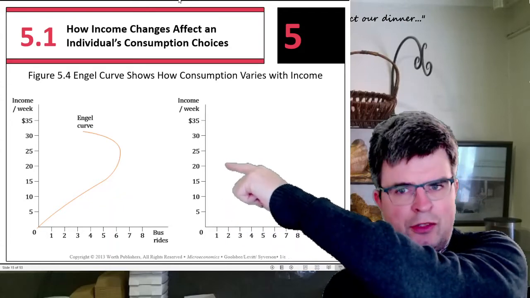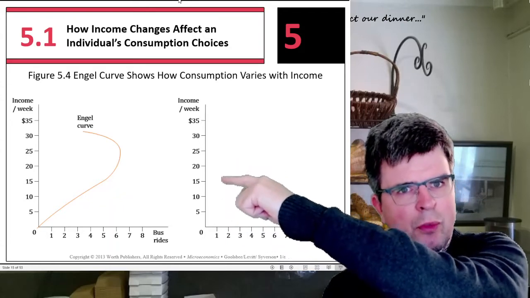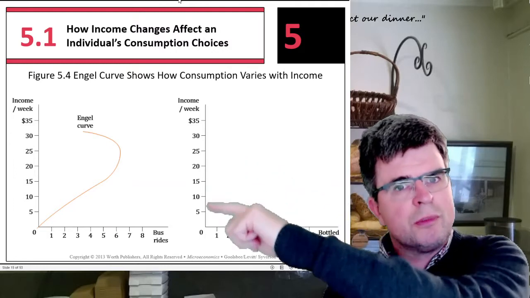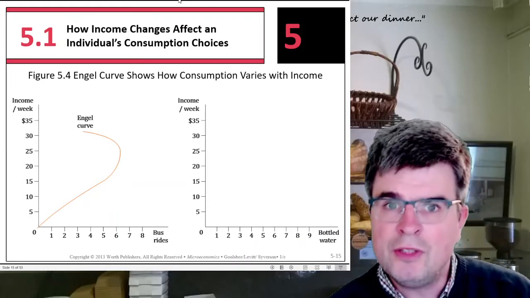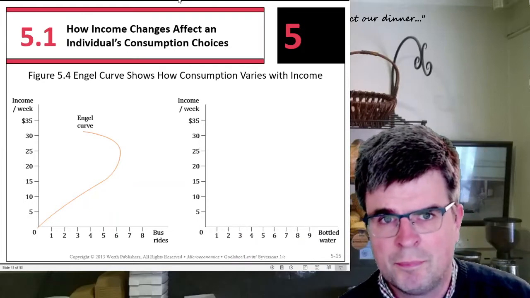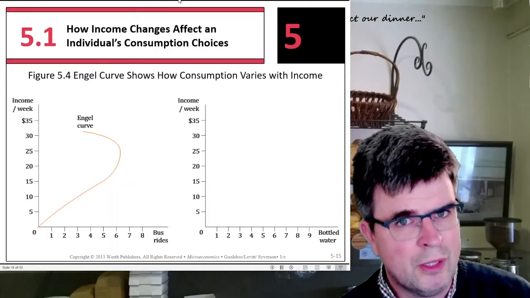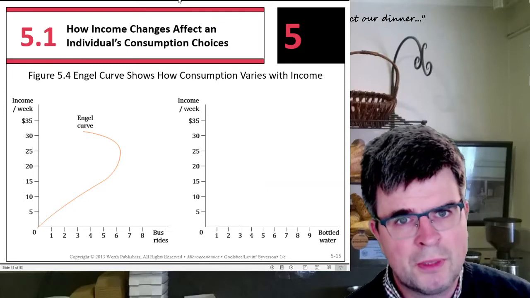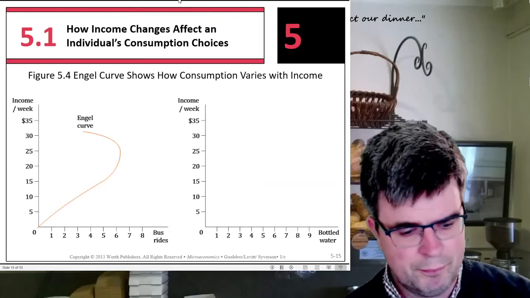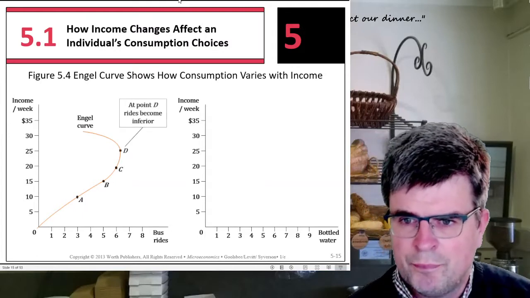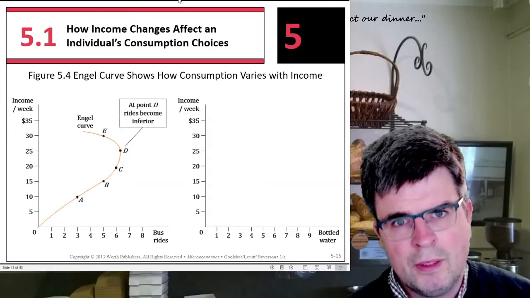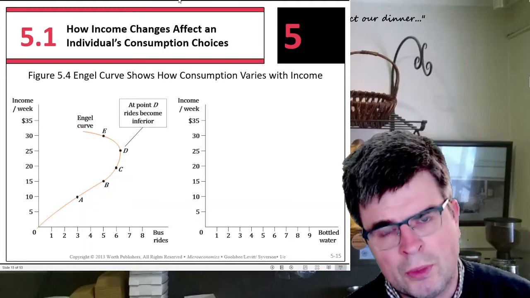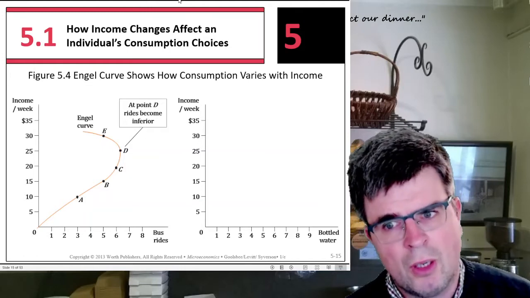But then you have an inflection point. And if your income increases above the inflection point, you no longer increase your consumption of bus rides, but you start decreasing your consumption of bus rides again. Maybe because now you can afford to buy a car. So at that point, the bus rides become an inferior good. So at point D, the inflection point, bus rides become inferior. And before that, at points A, B, and C, bus rides are a normal good.